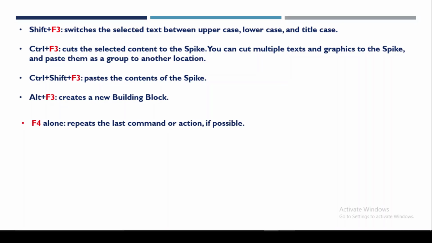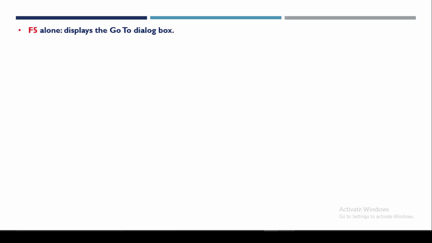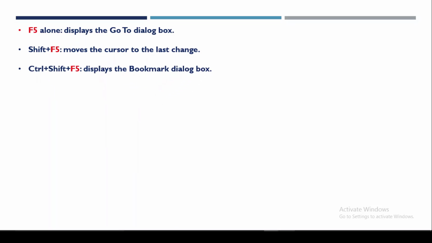Now, have a look at F4. F4 alone repeats the last command or action, if possible. Shift plus F4 repeats the last Find or Go To action. Control plus F4 closes the current document. Alt plus F4 closes Word. Now, have a look at F5. F5 alone displays the Go To dialog box. Shift plus F5 moves the cursor to the last change. Control plus Shift plus F5 displays the Bookmark dialog box. Alt plus F5 restores the document window size.